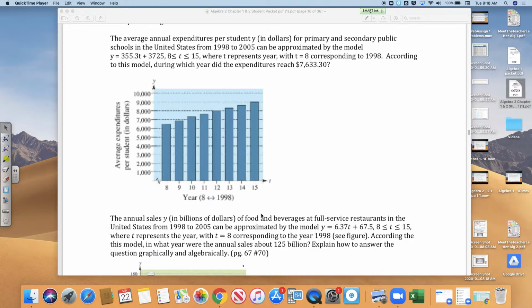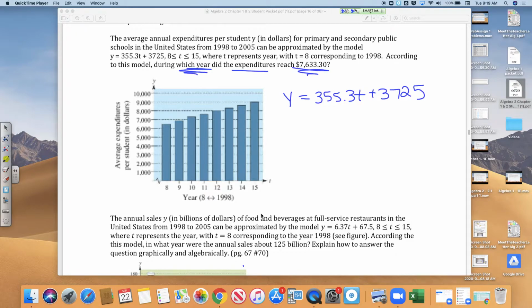during which year did the expenditures reach $7,633.30? Well, that's a lot. So basically we have this crazy equation, right? And it's y equals 355.3t plus 3,725. All right, and it's asking us the question, which year did the money reach that amount of money?